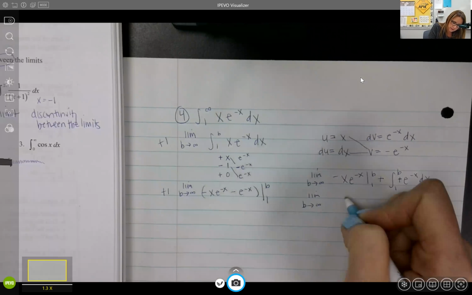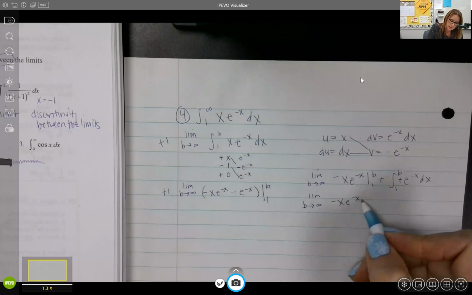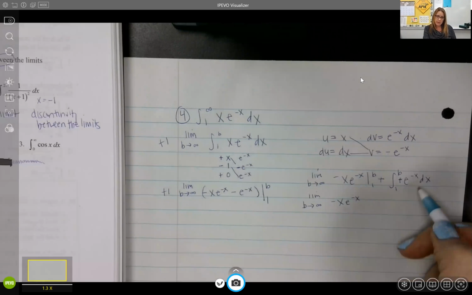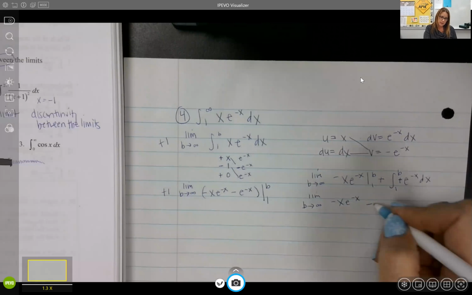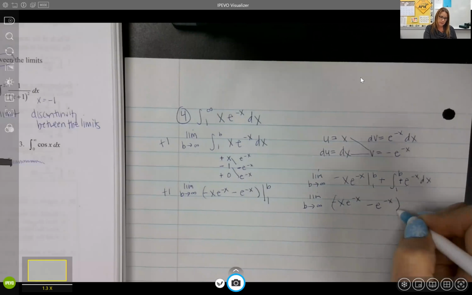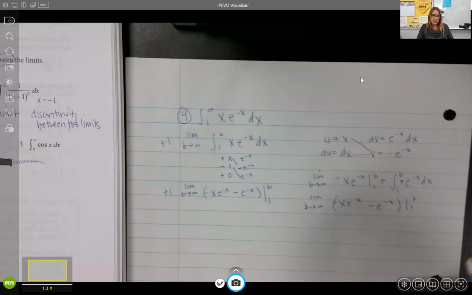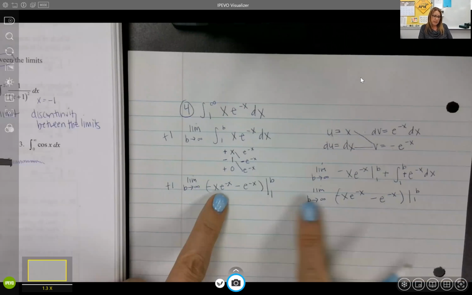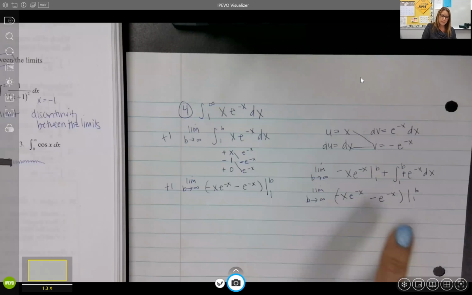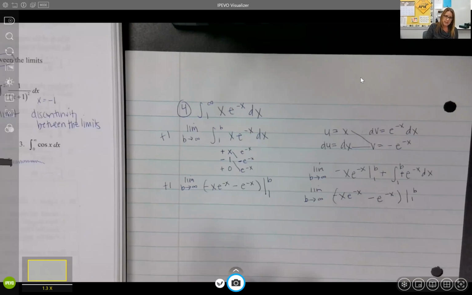So I'm still going to write the negative x e to the negative x. And then I'm going to take this integral. So the integral of e to the negative x is negative e to the negative x. And both terms are evaluated from 1 to b. So see how I got the same thing? Always good to do the same thing and make sure you get your signs the same. Okay? So now from here, I'm doing the same thing.